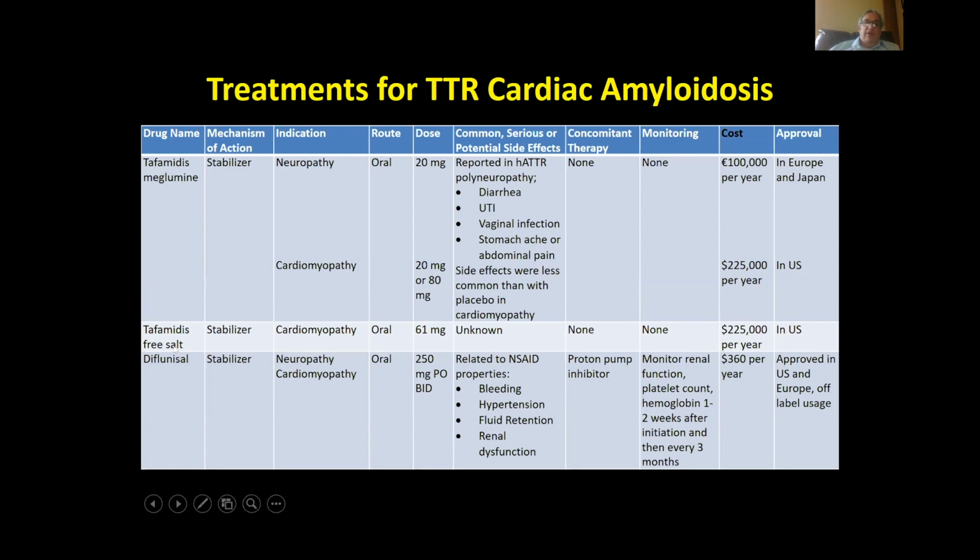Whereas, as I mentioned, diflunisal is a non-steroidal. Certainly there are potential side effects, it needs to be administered with a proton pump inhibitor, but it is markedly less costly, and is something that we tend to administer to many allele carriers of a mutation if they're interested in the therapy.